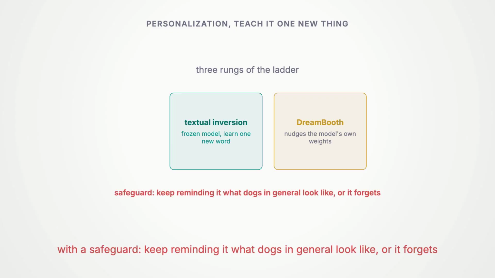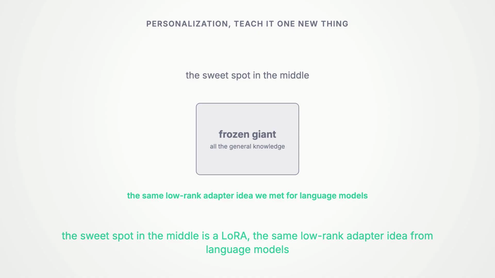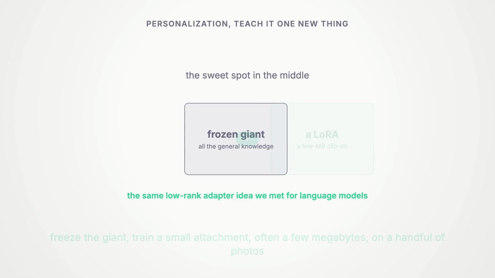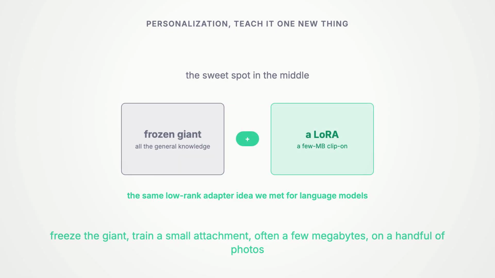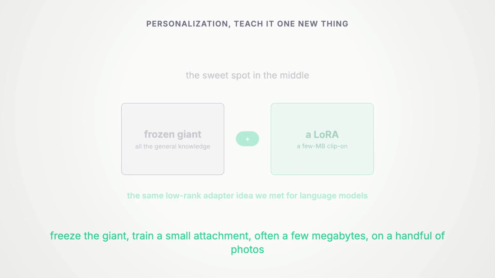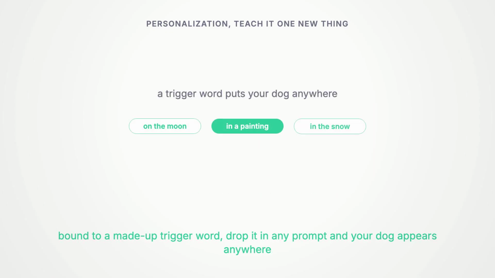The sweet spot in the middle is a LoRA, the same low-rank adapter idea we met when specializing language models, now clipped onto an image model. You freeze the giant and train a small add-on, often just a few megabytes, on a handful of photos. The adapter learns just the essence of that one subject or that one style, bound to a made-up trigger word. Drop that word into any prompt and your dog can appear anywhere the model can imagine, on the moon, in a painting, in the snow.